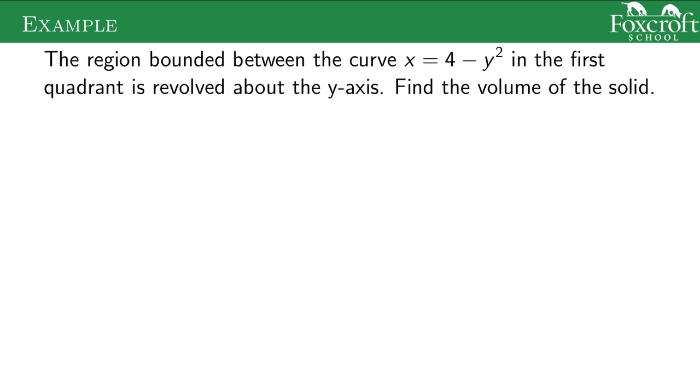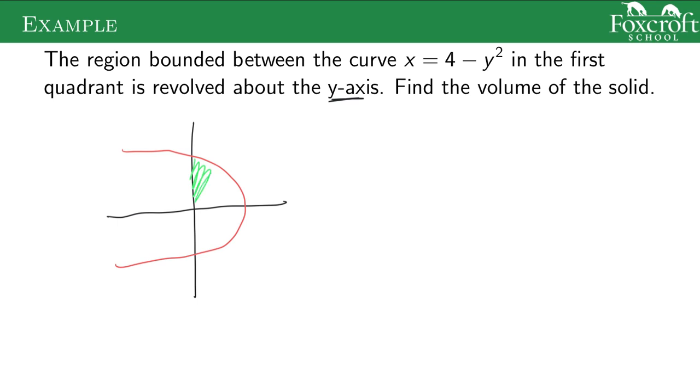Here we have the region bounded by the curve x equals 4 minus y squared, and we're rotating about the y-axis. So again, 4 minus y squared, because now we're having y be the variable. This is the sideways parabola going this way. We're just doing the first quadrant, so we're just here. I'm going to rotate about the y-axis, so we're rotating things this way. We're going to get all these circles here.